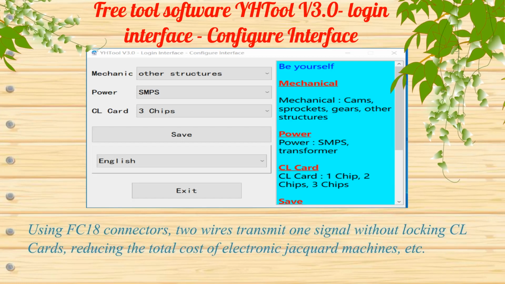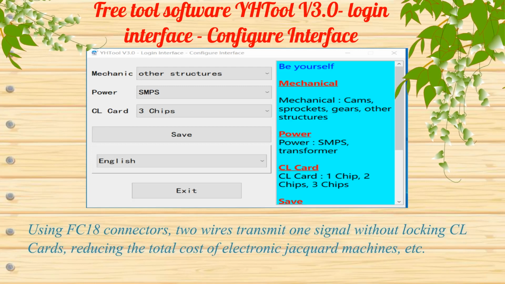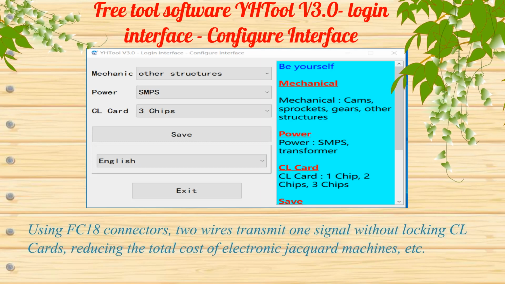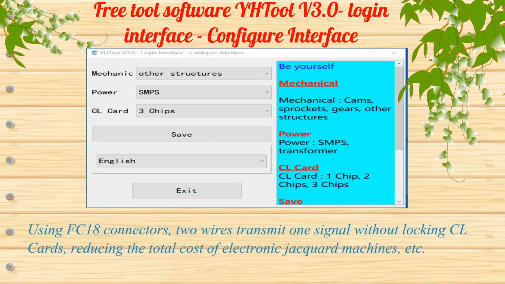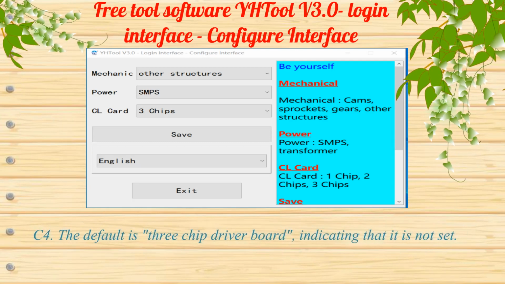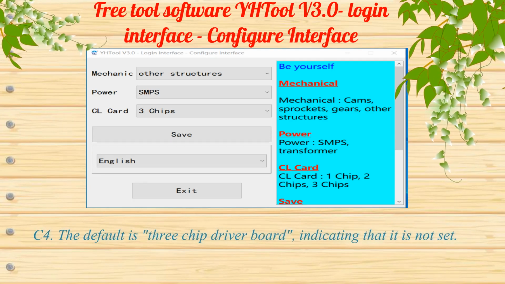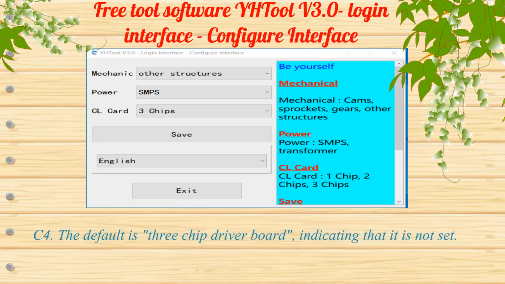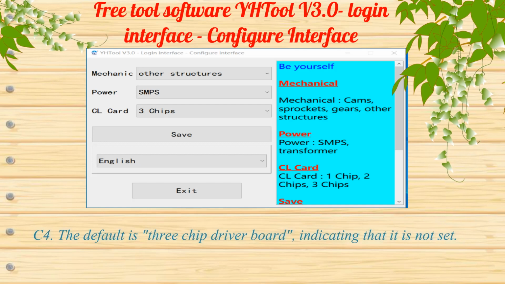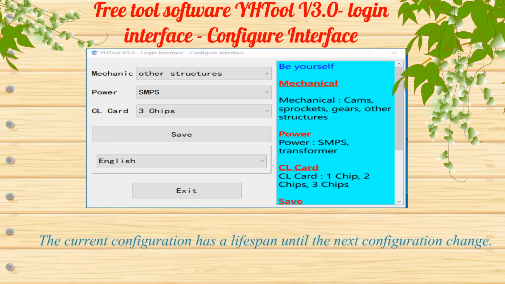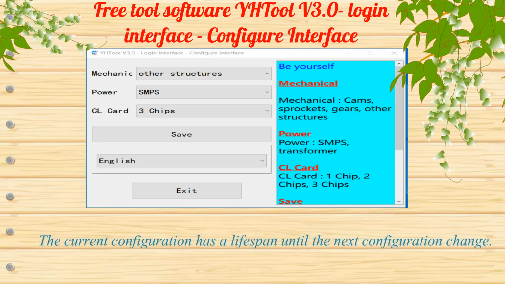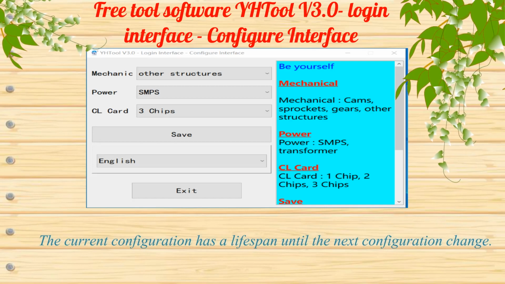Using FC18 connectors, 2 wires transmit one signal without locking CL cards, reducing the total cost of electronic Jacquard machines, etc. C4. The default is 3-chip driver board, indicating that it is not set. The current configuration has a lifespan until the next configuration change.